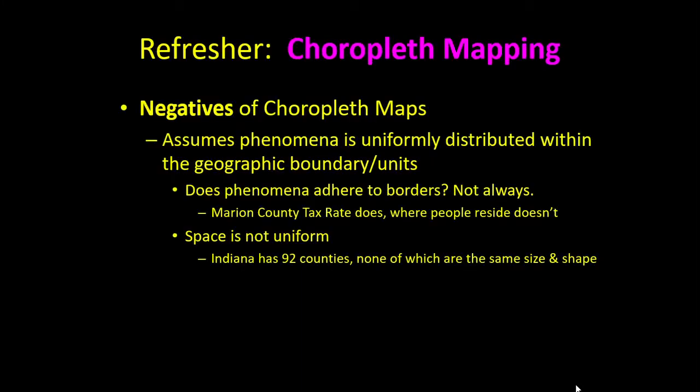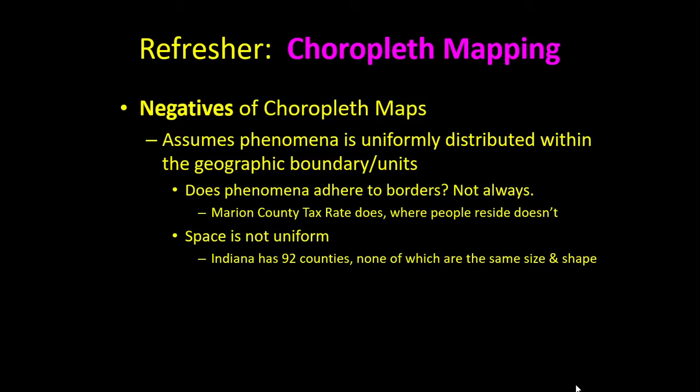Here in Online Lecture 7, we'll be looking at a few different mapping techniques, beginning with dasymetric. Before we begin by talking about dasymetric, let's talk about some negatives of choropleth maps. One of the negatives is that the data within that particular geography, let's say a county or a state, is not uniformly distributed within that particular county or within that state.